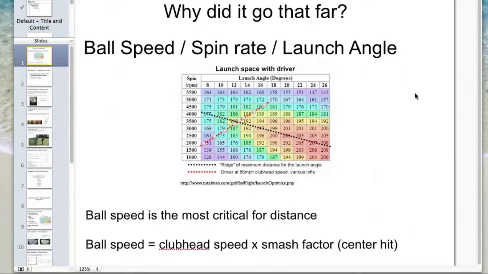So without further ado, let's get into power and essentially answer one of the big questions, which is, why did the golf ball go as far as it did? There are three main questions to playing golf and understanding feedback. One is, why did the ball start there? Two is, why did the ball curve the way it did? And three, why did the ball go that far? This presentation is all about answering that last question.